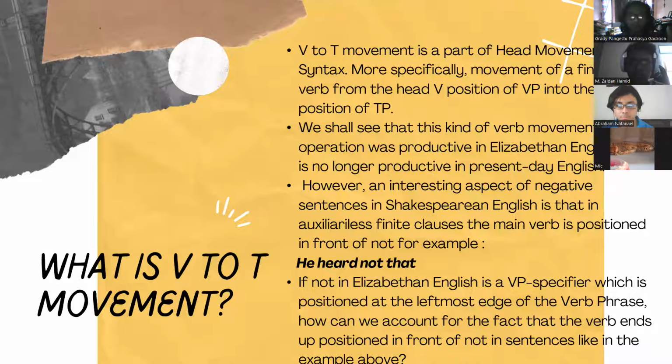However, an interesting aspect of negative sentences in Shakespearean English or Elizabethan English is that in auxiliaryless finite clauses, the main verb is positioned in front of not. For example, he heard not that. If not in Elizabethan English is a verb phrase specifier, which is positioned at the leftmost edge of the verb phrase, how can we account for the fact that the verb ends up positioned in front of not in a sentence like the example above? The next slide, please.